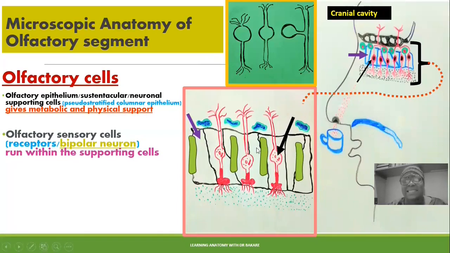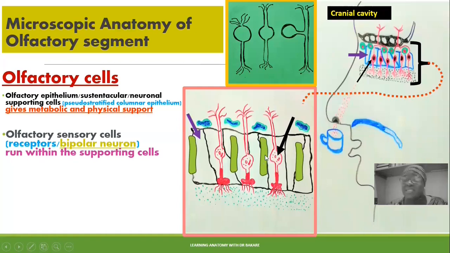If you look at this cell, you see that they are embedded or positioned within the olfactory epithelium that we initially described. So you see that the olfactory epithelium cell is helping to hold or give structural support for the olfactory sensory cell, the main cell of the olfactory pathway. And of course, they are highly sensitive and they need to be well supported and also guided. And that is why they are protected by the olfactory epithelium cell.